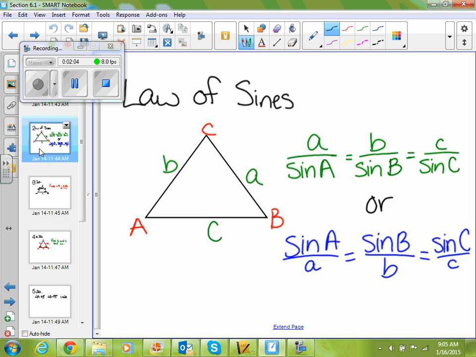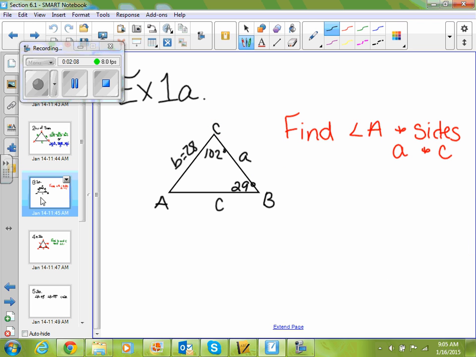Alright, so hopefully everybody's got that down. So if we look at example 1A, we're given a triangle ABC where we know angle B is 29 degrees, angle C is 102 degrees, and side length B equals 28. So we need to find angle A and then sides A and C.